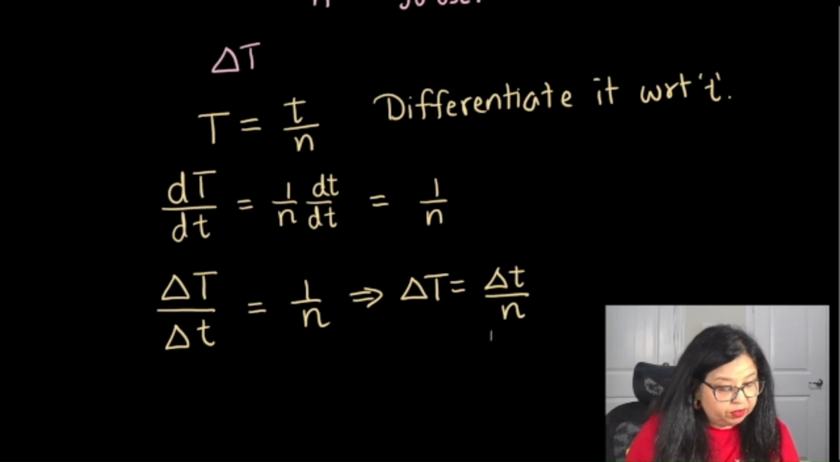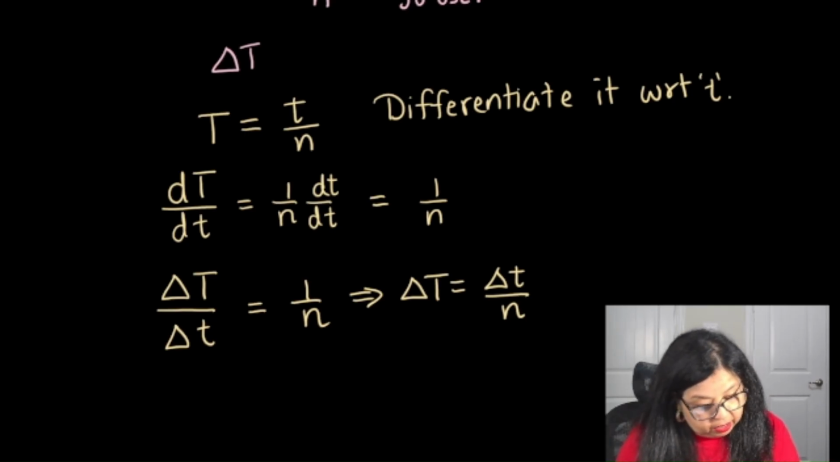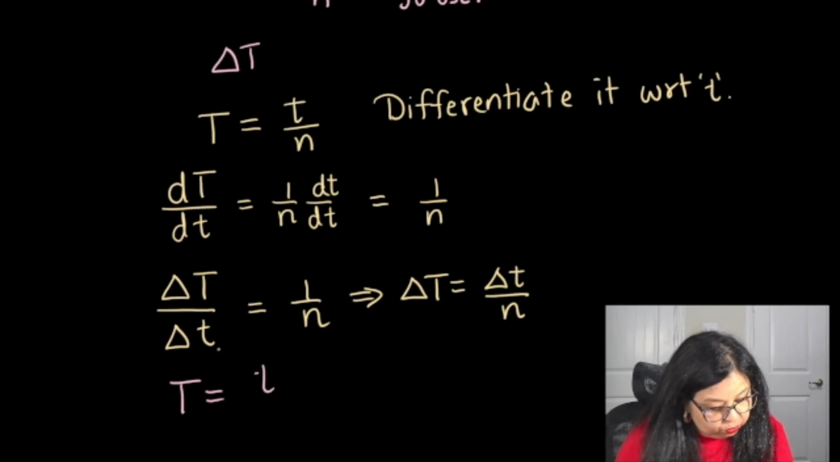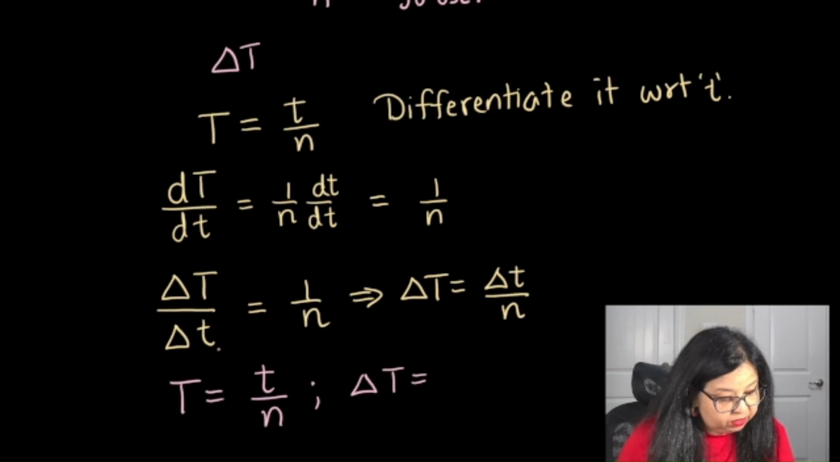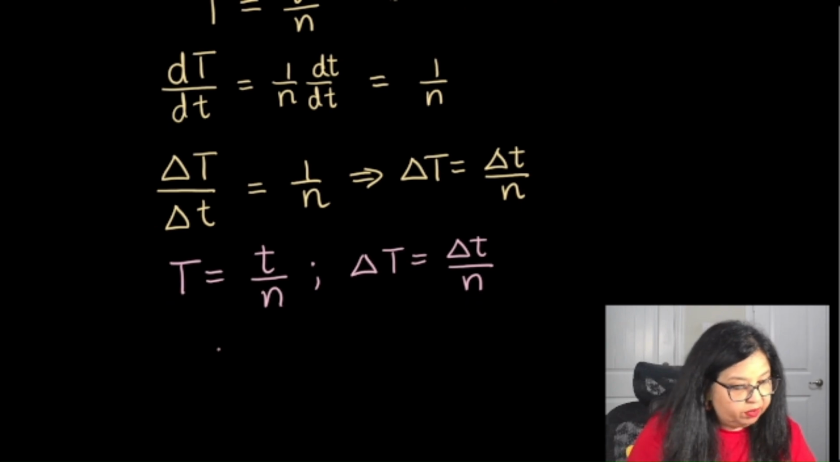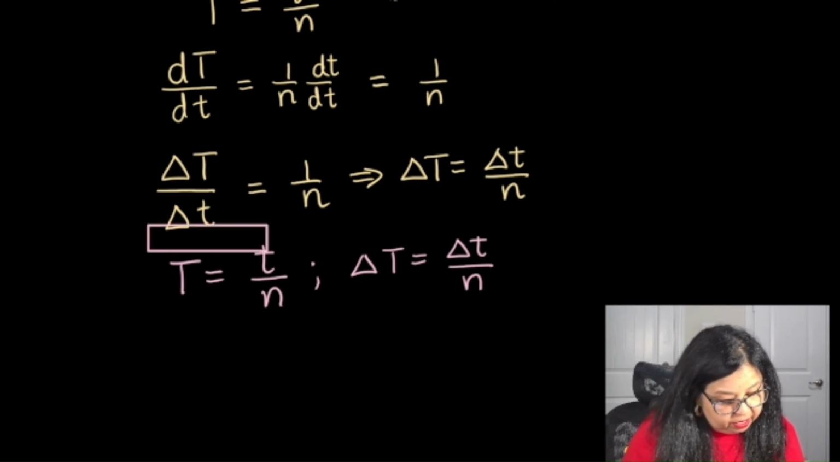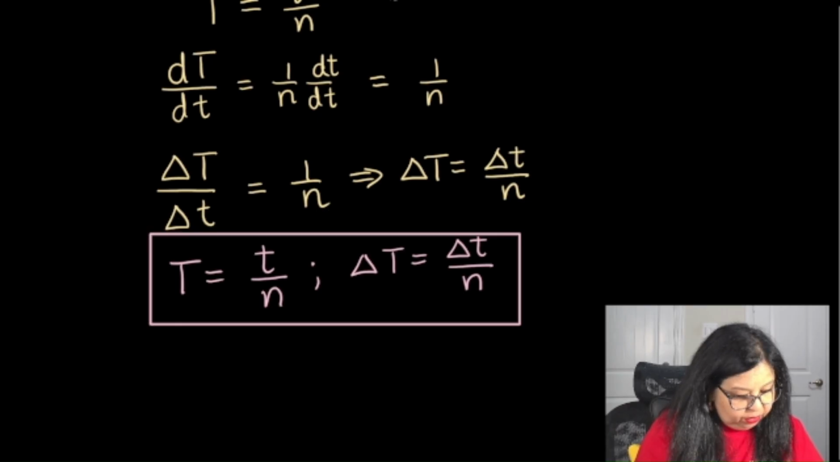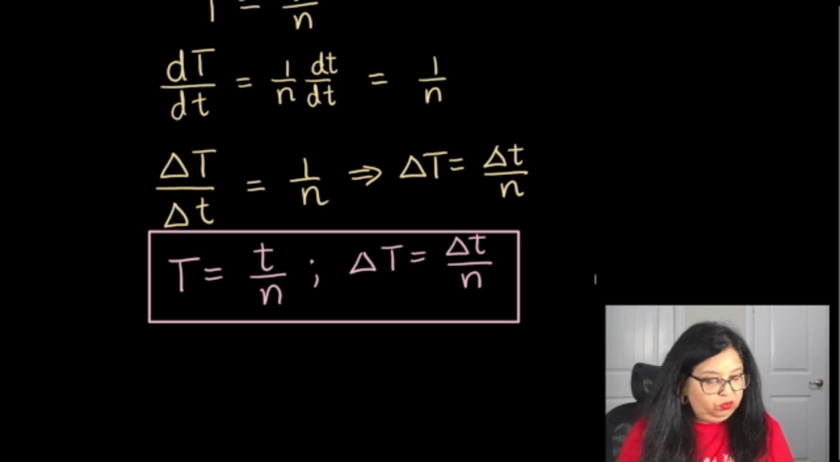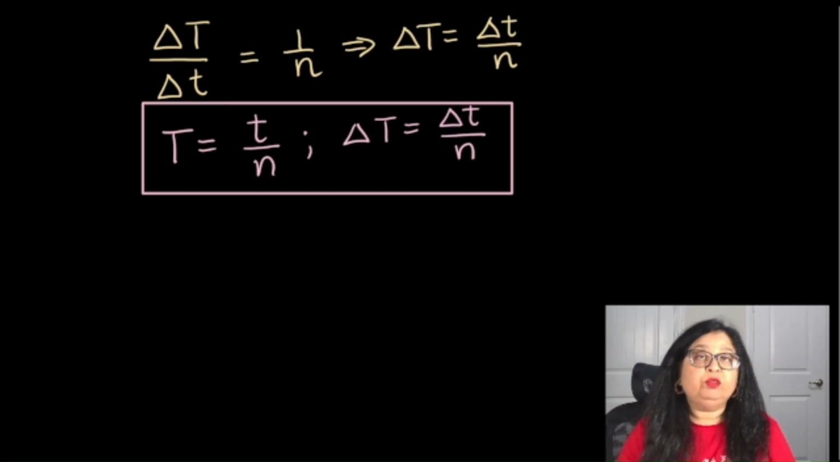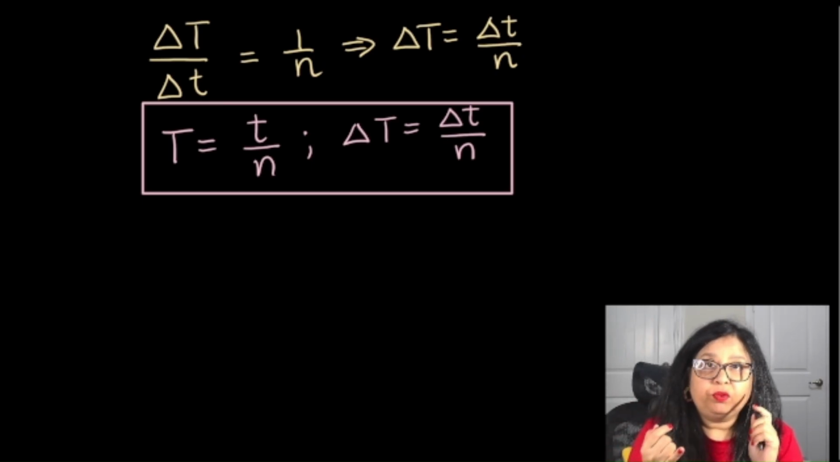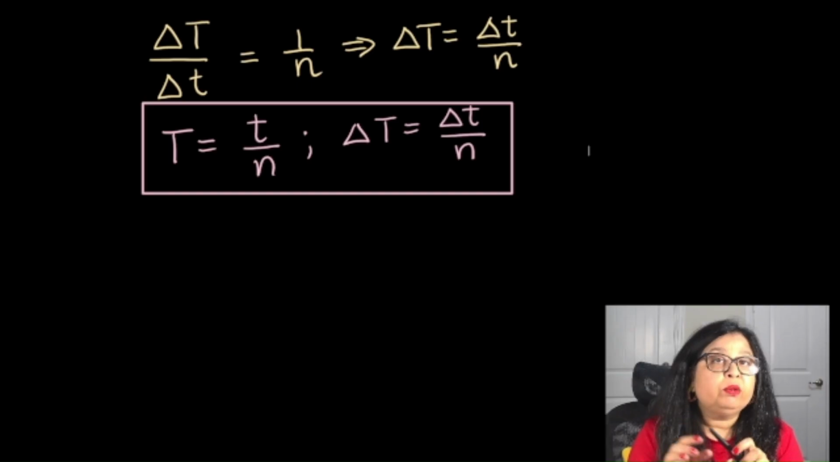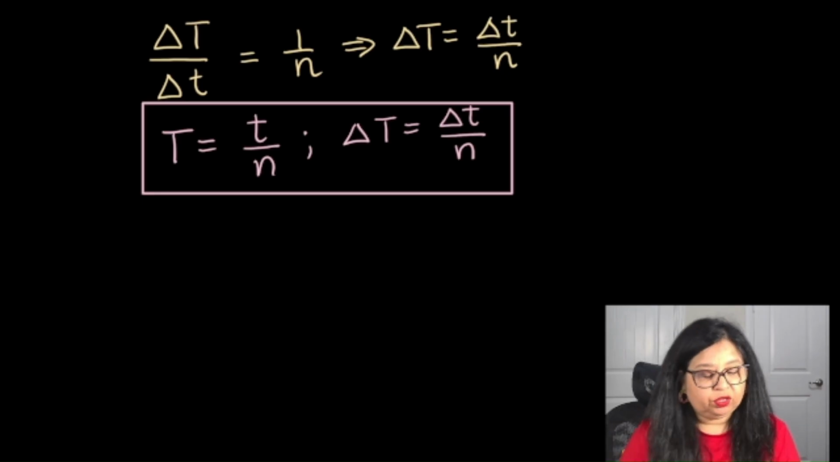So now we have uppercase T is equal to lowercase t over n, and we have delta uppercase T equals delta lowercase t over n. So we have got now this much information. Here we go. Okay, so next what we're going to do is write down the equation for the percentage error in the calculation or determination of the acceleration due to gravity, lowercase g.